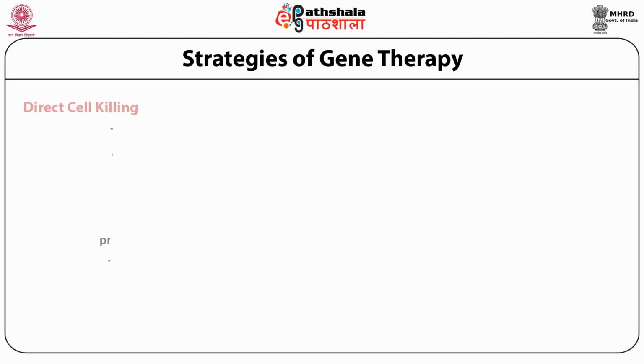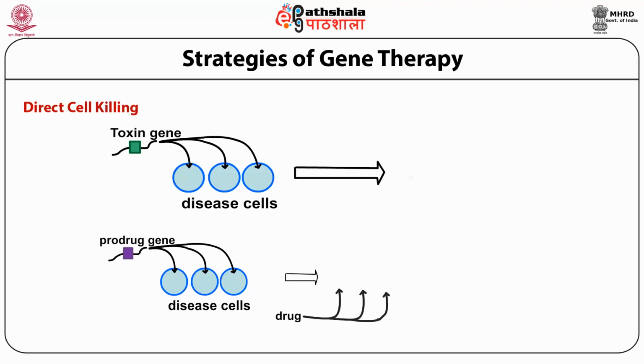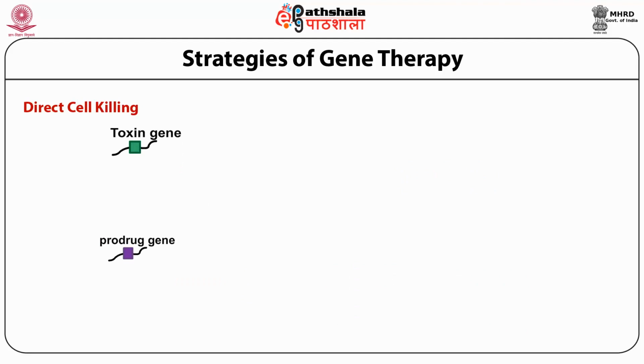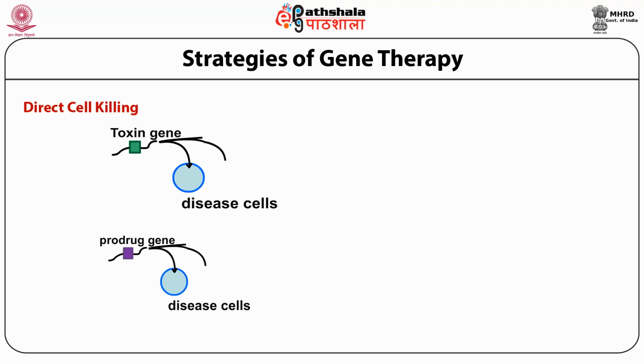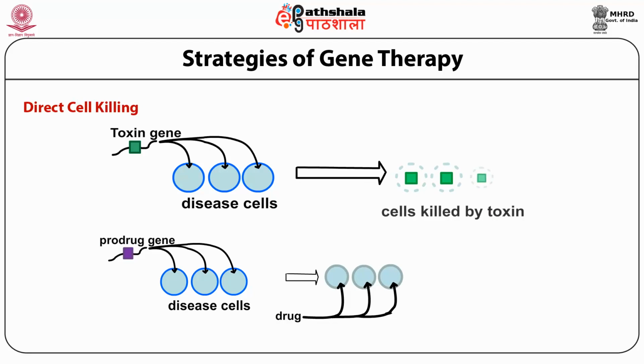Second approach is direct cell killing. It's a general approach which is popular in cancer gene therapies. Genes are directed to the target cells and then expressed so as to cause cell killing. Direct cell killing is possible if the inserted genes are expressed to produce a lethal toxin, known as suicide genes, or a gene encoding a prodrug is inserted. Subsequently, when there is an exposure to the drug, the cells will be killed.